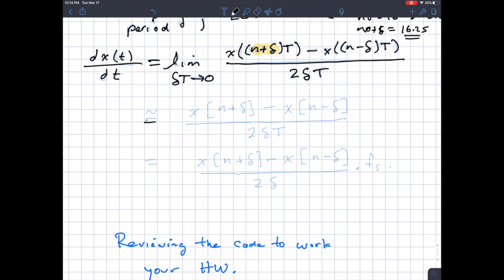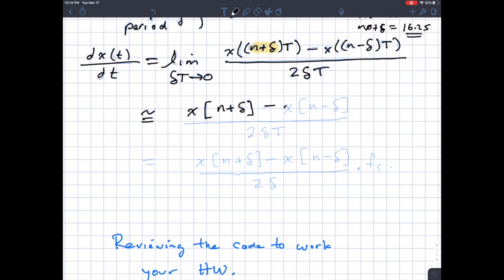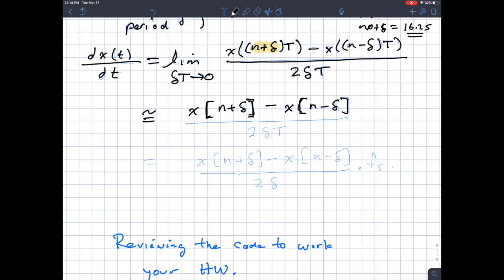So from here, we can drop the limit, and we will have an approximation. We're going to choose a small value of delta when we actually implement this. We're going to do x, using square brackets here, so remember, square brackets mean discrete signals. So x of n plus delta, x of n minus delta, those are the samples, divided by 2 delta cap T. Technically we don't have access to either one of these values, n plus delta, n minus delta.